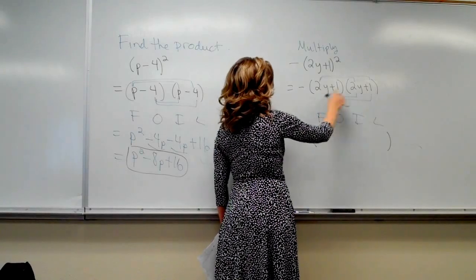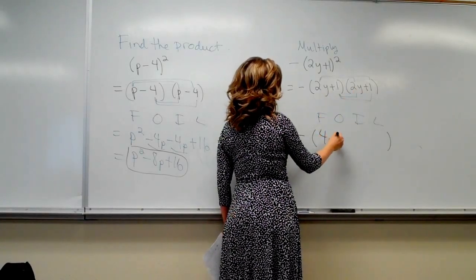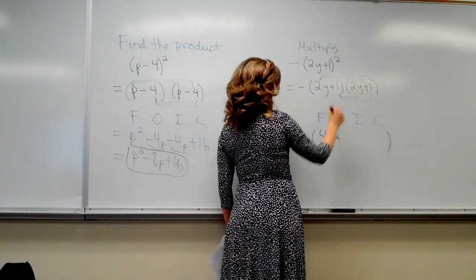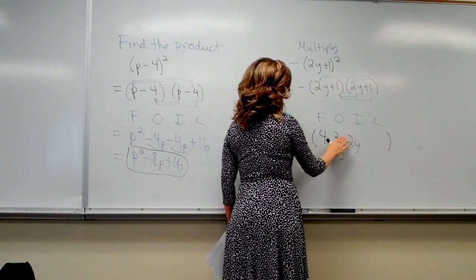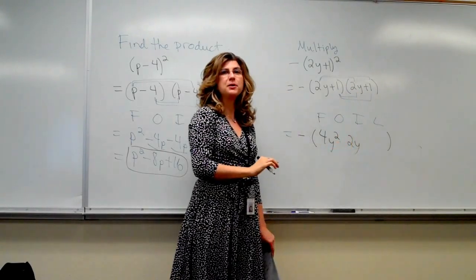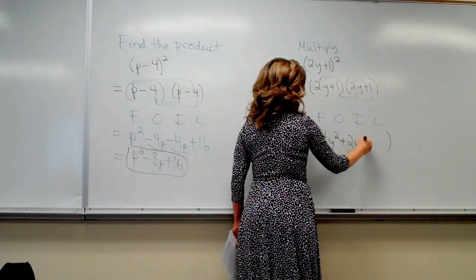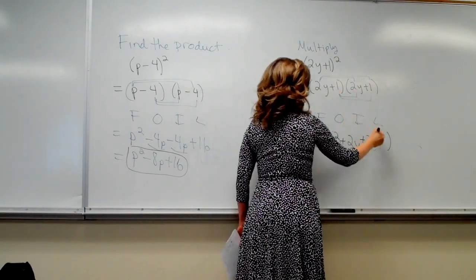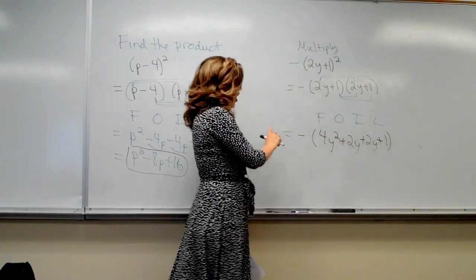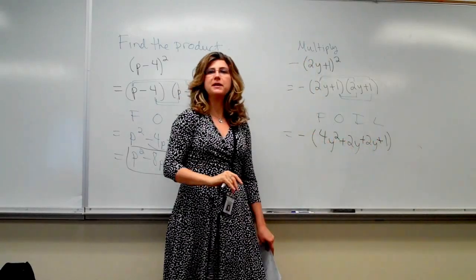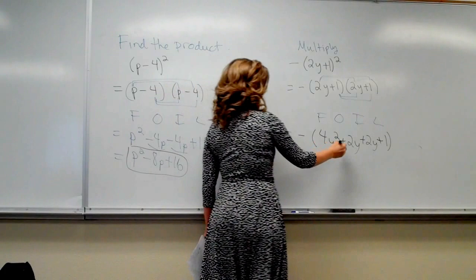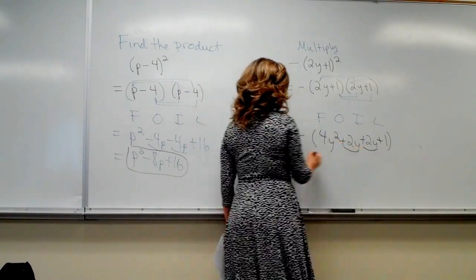2y times 2y is 4y squared. 2y times 1 is plus 2y. Remember, don't do that. Got to put a plus sign in there. And then 1 times 2y is plus 2y. And 1 times 1 is plus 1. Now the opposite of all of those will be taken. So I'm going to combine two steps at once. These are my like terms.